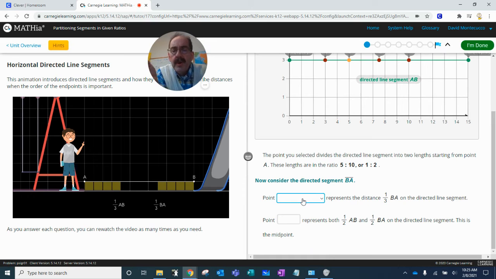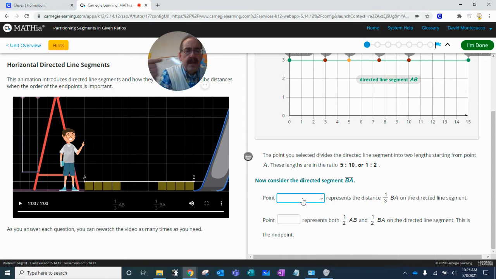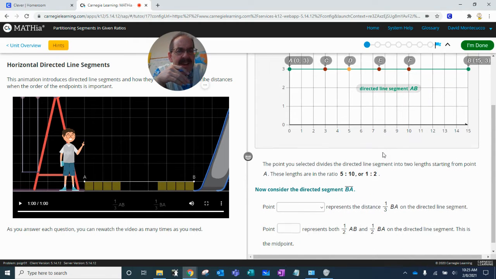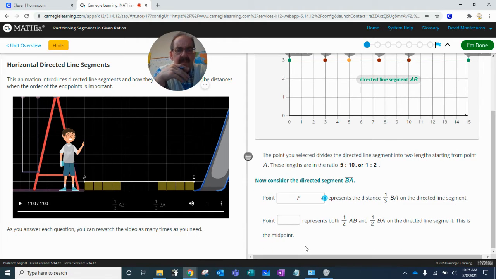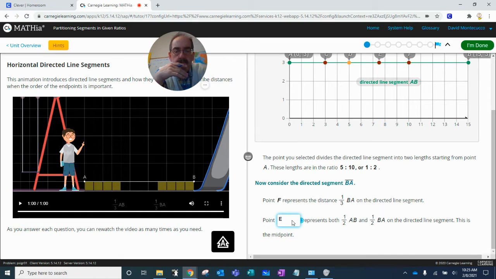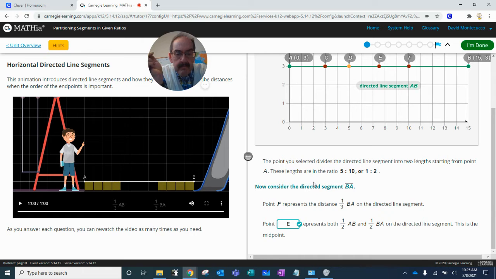Okay, so direction is all important. So this one, AB, going that direction. So this point represents BA, we'd be coming back. F, direction, all encompassing point. 1/2 AB, half, that's point capital E. Okay.